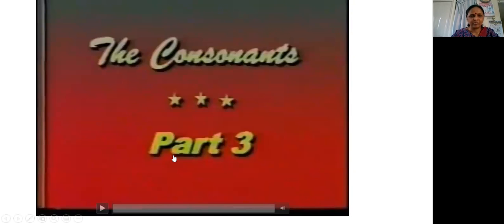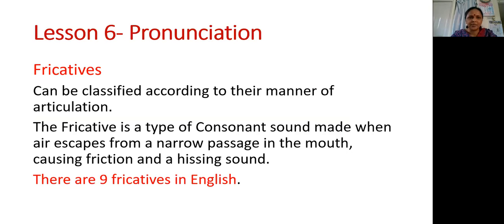That's a video of Sally Trainer. Okay, so lesson number 6, we have fricatives. What are fricatives? They can be classified according to the manner of their articulation. A fricative is a consonant sound made when the air escapes from a narrow passage in the mouth, causing friction and a hissing sound, s sound. So that friction has to come when you pronounce these sounds. There are about 9 fricatives in the English language.